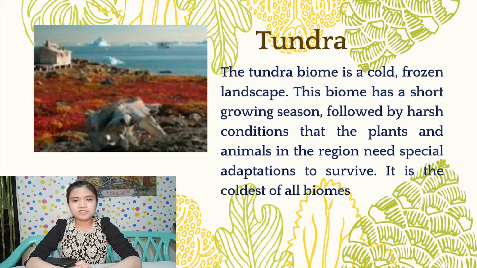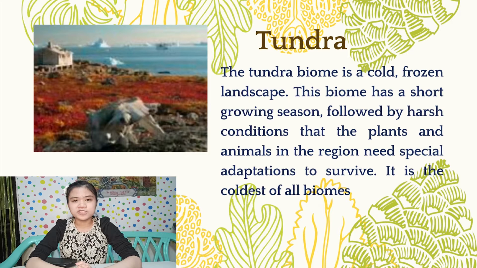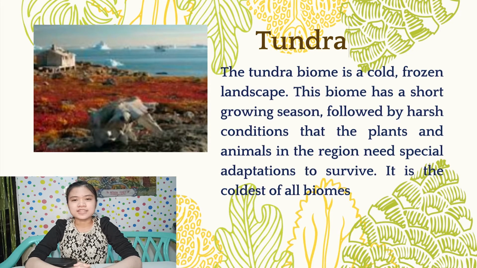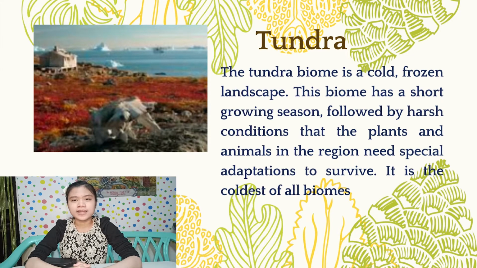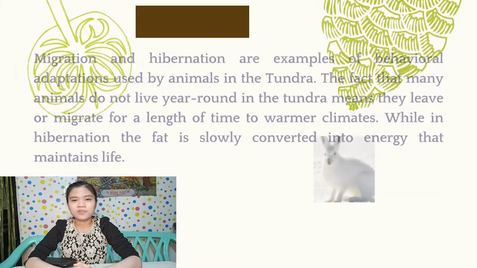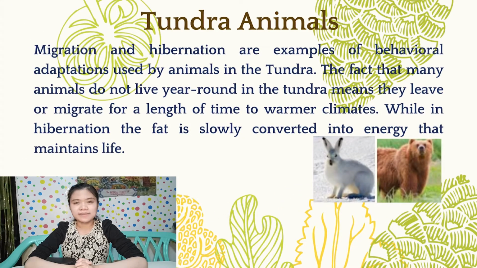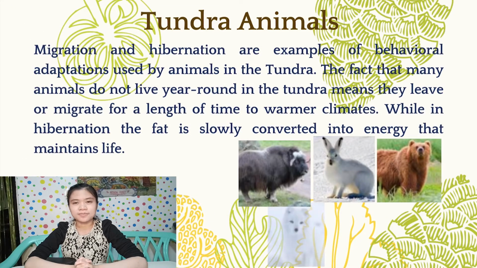The first biome is tundra. It is a cold, frozen landscape. This biome has short growing seasons and extremely low temperatures, so the plants and animals need special adaptations to survive. It is the coldest of all biomes. Tundra animals survive through migrating and hibernating.